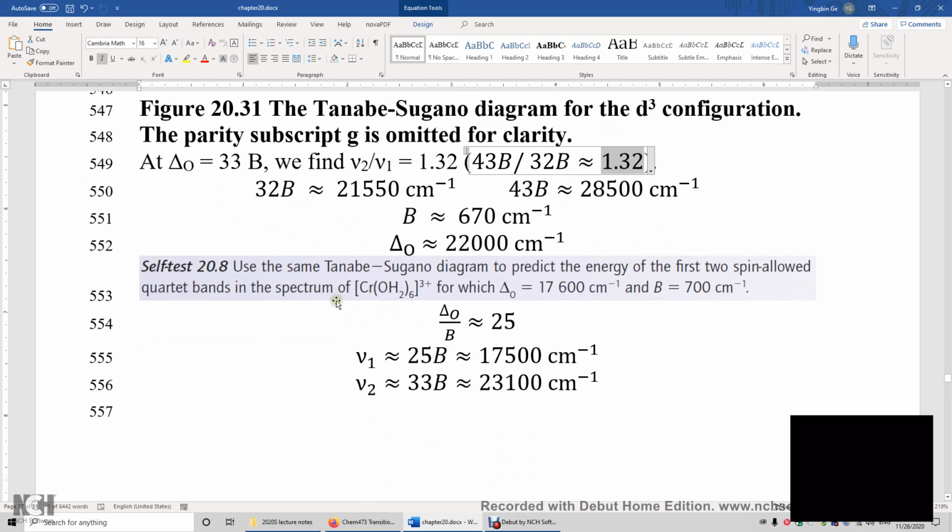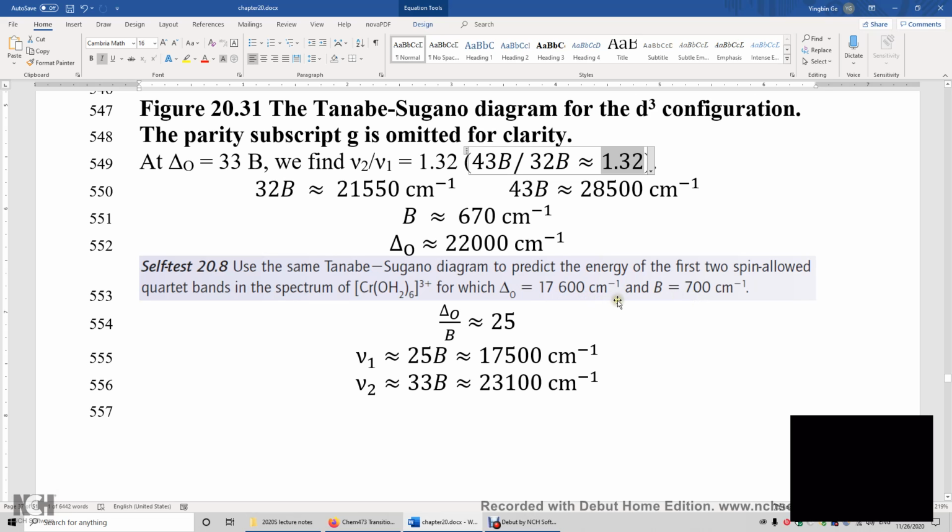Now we'll look at another example. We're going to use the same Tanabe-Sugano diagram for the d3 transition metal complex to predict the energy of the first two spin-allowed quartet bands in the spectrum of this, hexaaqua chromium(III). Here, delta O is given to us, B is given to us. So delta O is 17,600 wave numbers, B is 700 wave numbers.